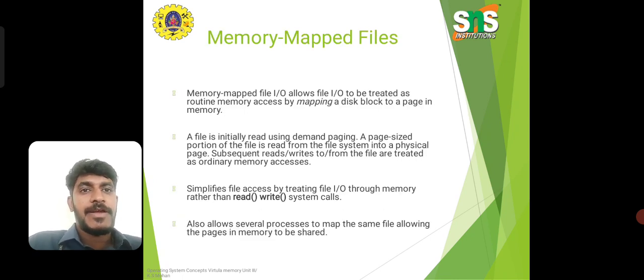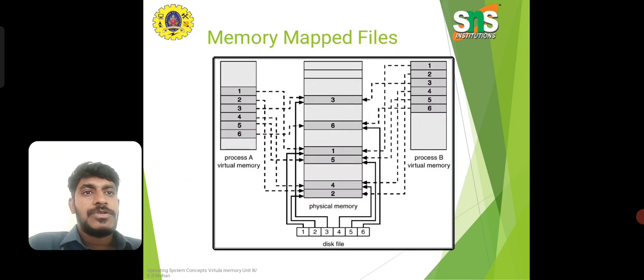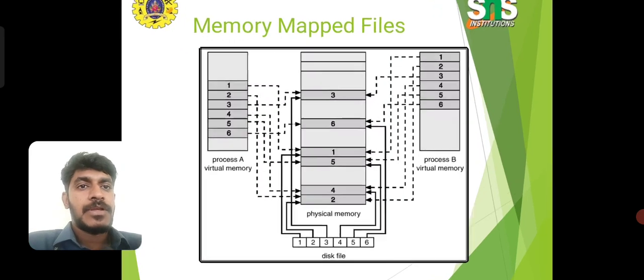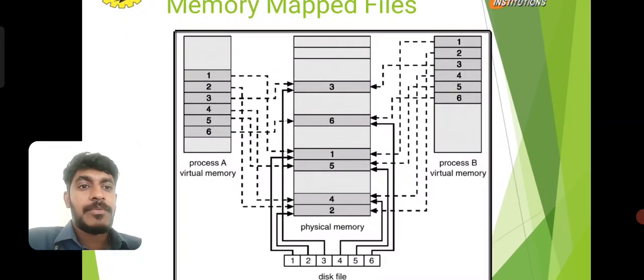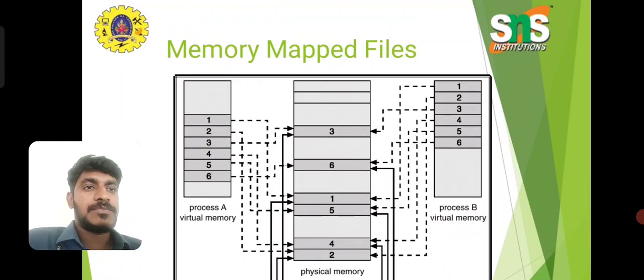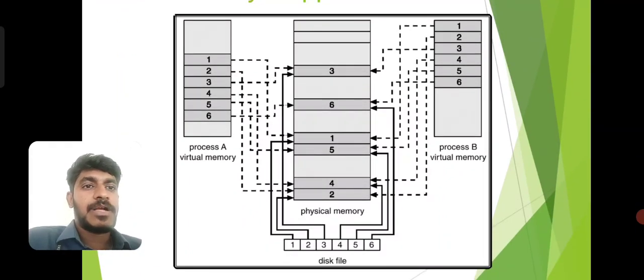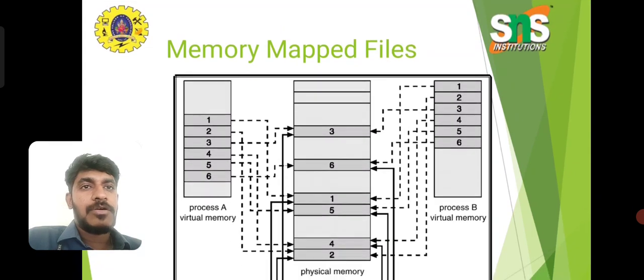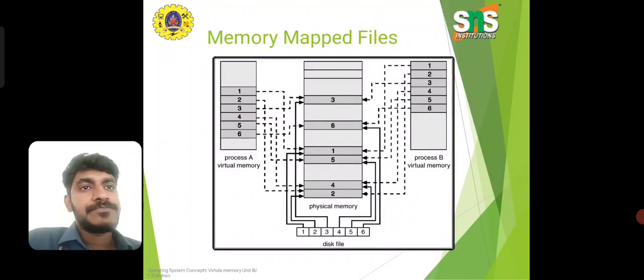Memory-mapped files simplify access by treating file I/O through memory rather than read and write system calls. It also allows several processes to map the same file, allowing the pages in memory to be shared. In this picture we can see process A's virtual memory, the physical memory, connected to the disk file, and process B's virtual memory. These are connected together for the memory-mapped files.